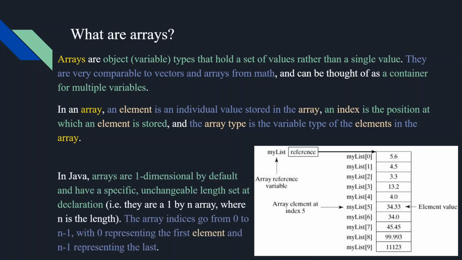In Java, arrays are one-dimensional by default and have a specific unchanging length set at initialization. When an array is declared, just enough memory is set aside to hold the number of variables equal to its length. As such, the array cannot be extended, and to add elements to a full array, you have to make a new array of a larger size. The array indices go from 0 to 1 less than the length. Note that the nth element of the array is always at index n-1. For example, the first element is at index 0 and the last element is at index length - 1.